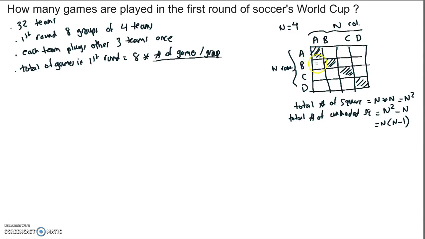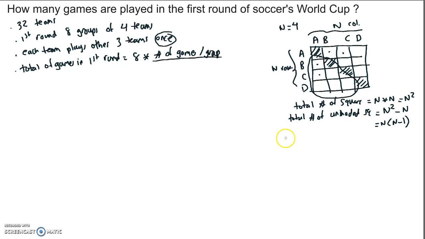Now, this square says that A is going to play against B, but this square says the same: A is going to play against B. But we said that every team plays every other team just once, so we just have to count one of these 2 squares. The same here: this square says that C is going to play against A, and this square says the same, so we have to count that once. To count the total number of games in a given group, we can count the number of squares below the diagonal, or the number of squares above the diagonal.